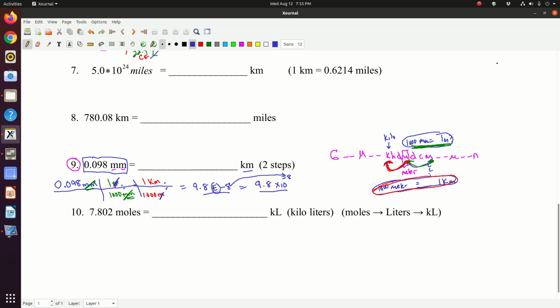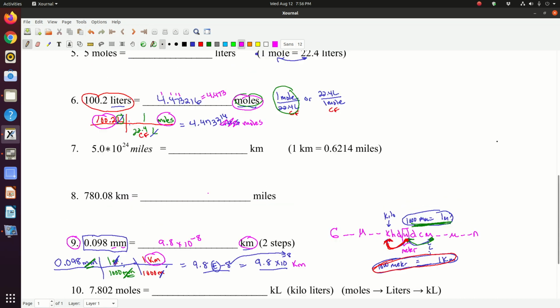This is the correct convention. This is not. If you write it like this, you're going to lose 1/4 of a point for not putting it in the standard notation. This is the correct notation. And then what is my unit? The only unit that I didn't cancel, kilometers. And so 9.8 times 10 to the minus 8 kilometers is the correct answer. All right, I hope you followed me on those two.